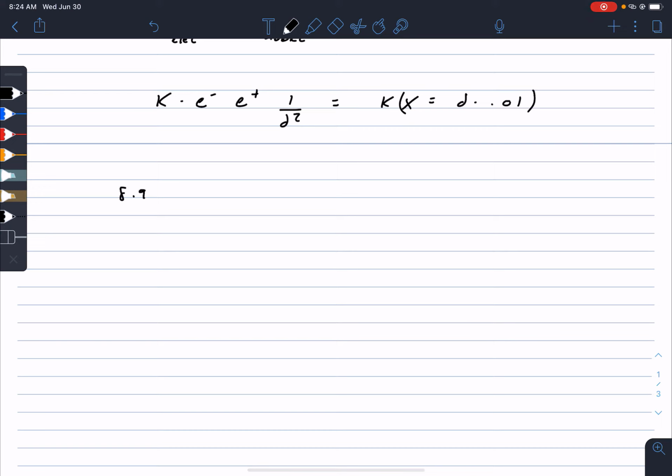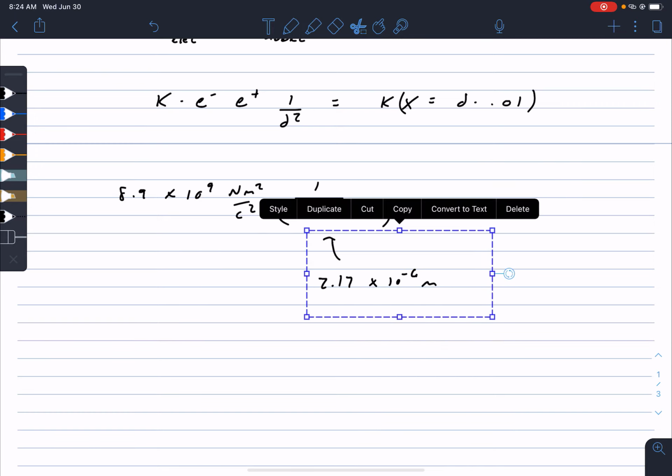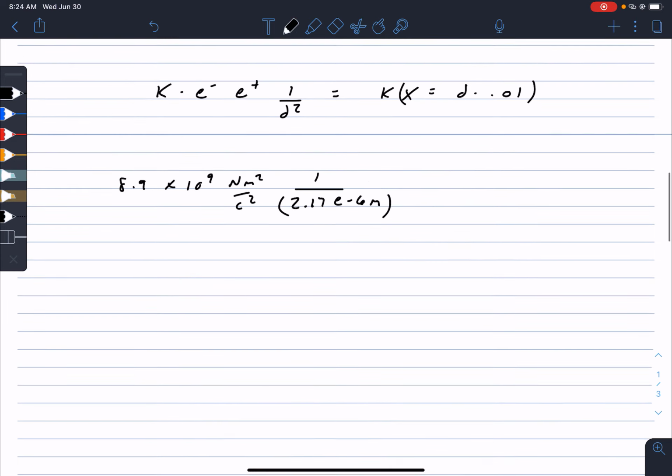Okay, so the total overall electric force, let's calculate that. So here's the distance, 2.7e to the negative 6. This is the same as writing 2.7 times 10 to the negative 6 meters, because that's how you have to enter it into a calculator, so I just got used to writing it that way.